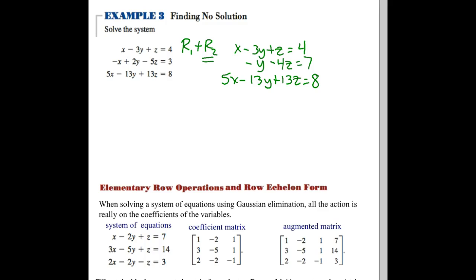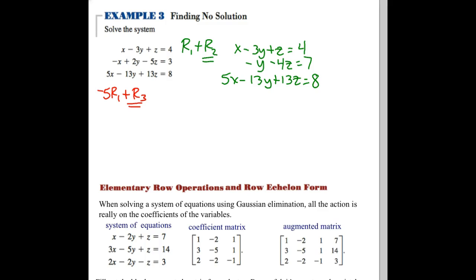Next step, let's get rid of the x's in row 3. What could we do to get rid of those 5 x's? Okay, so we're going to take row 1 times negative 5. We're going to add it to row 3, and we're changing row 3.